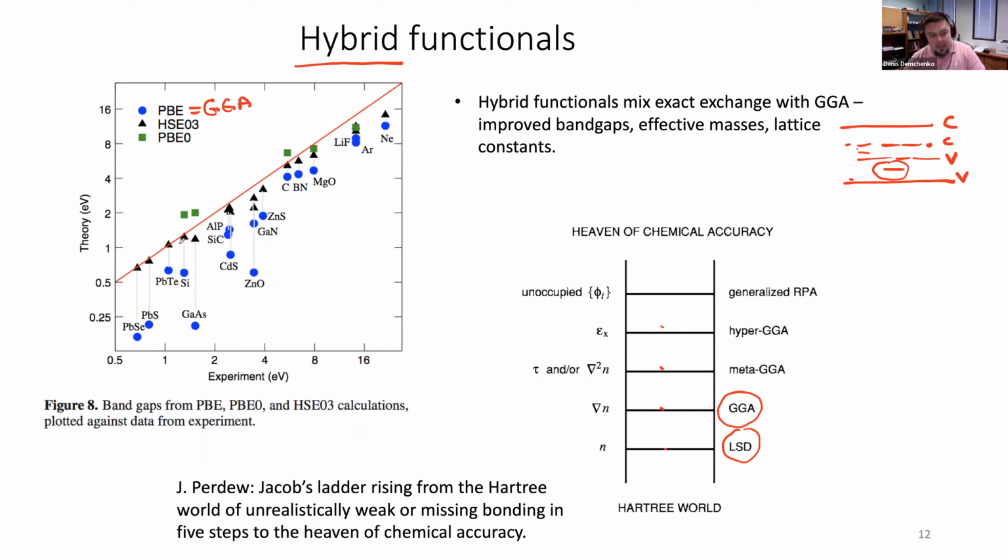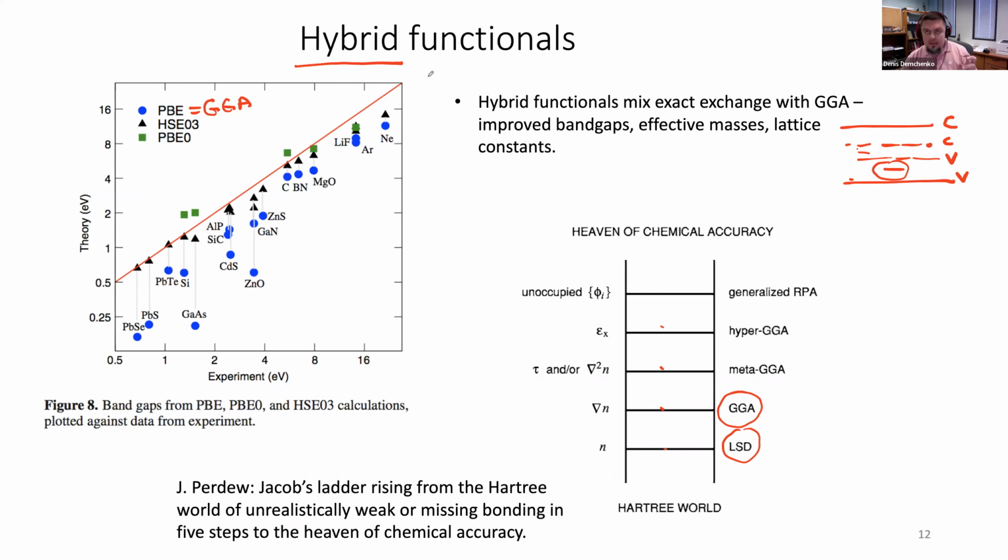And here's the result. Black triangles is hybrid functional calculations of band gaps of a bunch of different materials. As you see, they are much closer to the red line. Still not quite perfect, but much better. Now there is hope that you may get the defect level right. You can even tweak these hybrid functionals, tweak the amount of exact exchange in them.